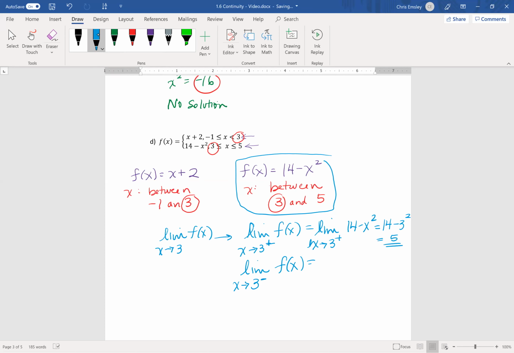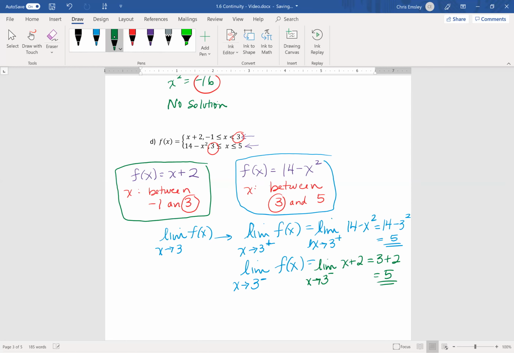For this limit coming in from the left, let me switch colors here, it's getting kind of messy, let's do green. If we're coming in from the left, that means we would need numbers smaller than 3, getting closer and closer to 3, but smaller than 3, so we would use this function definition. So this would really be the limit as x approaches 3 from the left of x plus 2. Again, a nice easy limit. All we need to do is solve that by substitution. So we also get 5 for that answer.